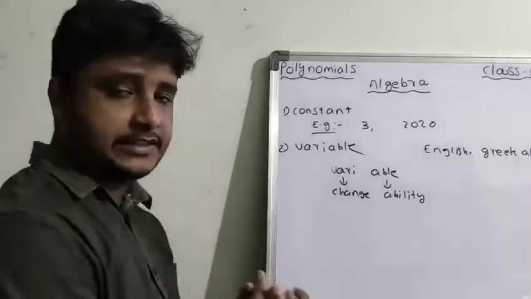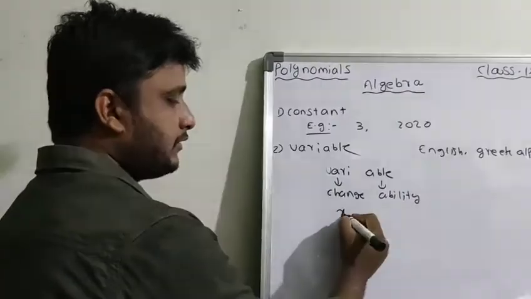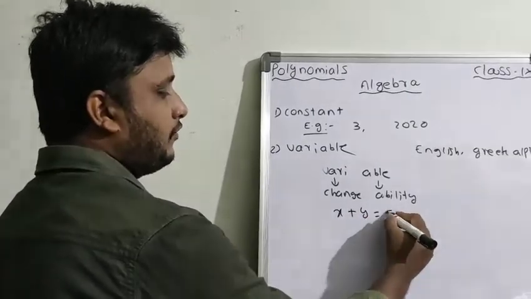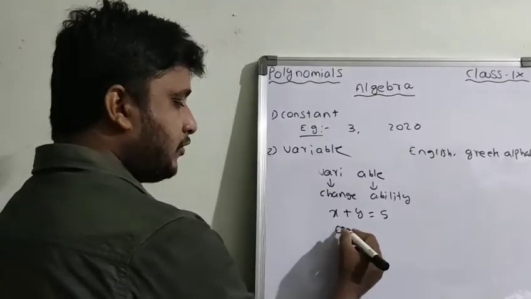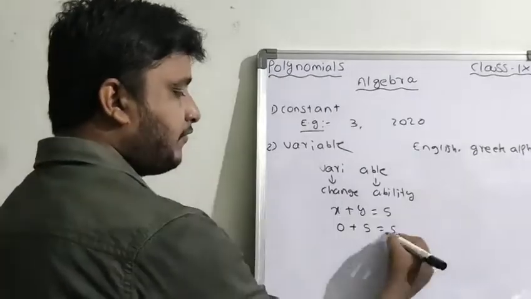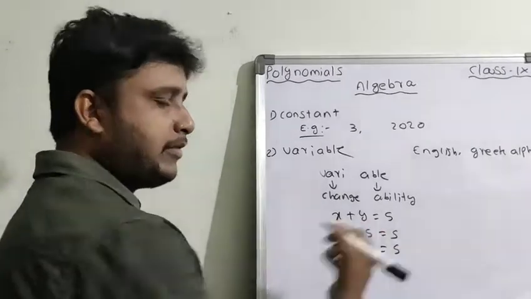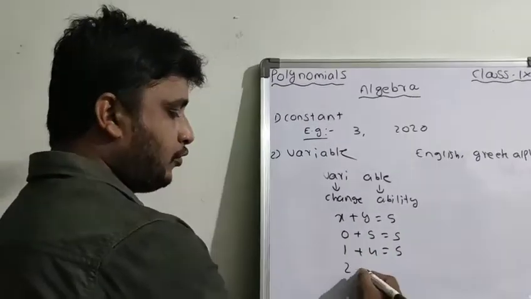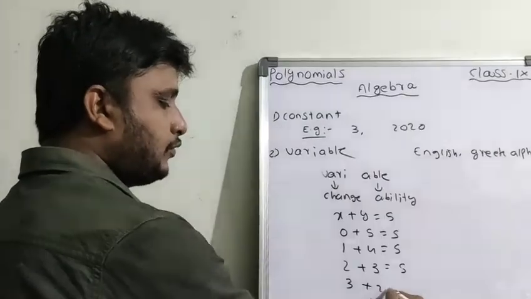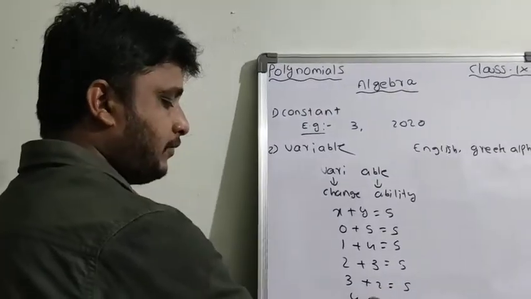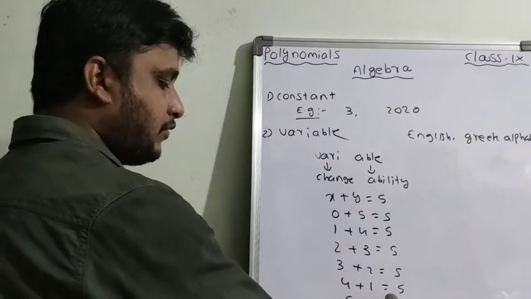With one example I will explain the exact definition of a variable. For example, x plus y is equal to 5. This is not fixed. If I take 0 here and 5 here, the value will become 5. If I take 1 and 4, the value is 5. And 2 and 3, the value is 5. And 3 plus 2, the value is 5. And 4 plus 1, value 5. And 5 plus 0, value 5.